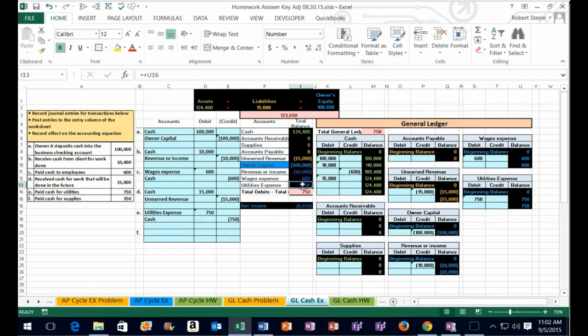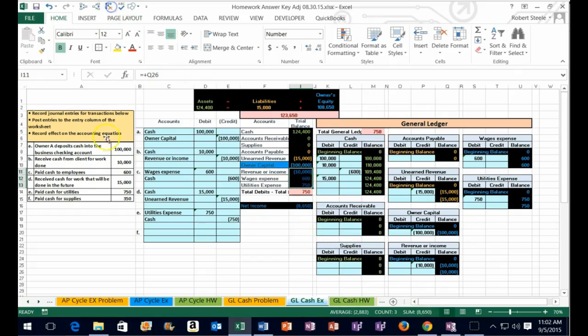That 750 gets posted here. We can see where that's coming from right there, and it brings net income down. So notice net income is revenue of a credit minus the debits of the expenses, giving us 8650. 8650 was decreased by that expense.